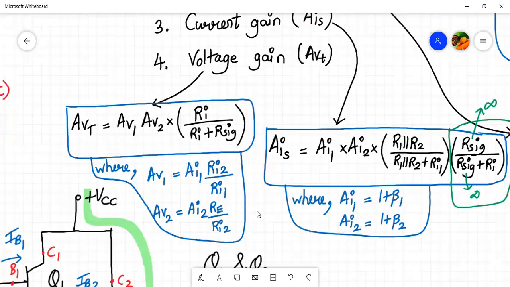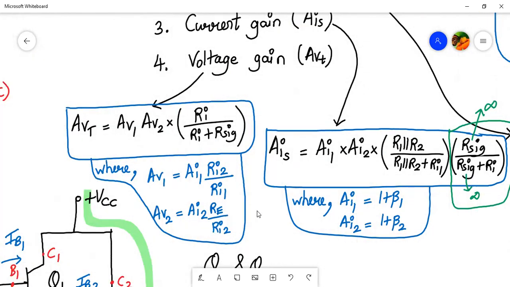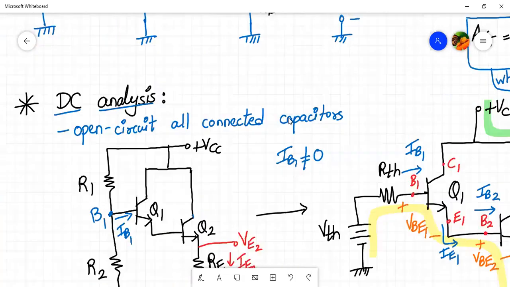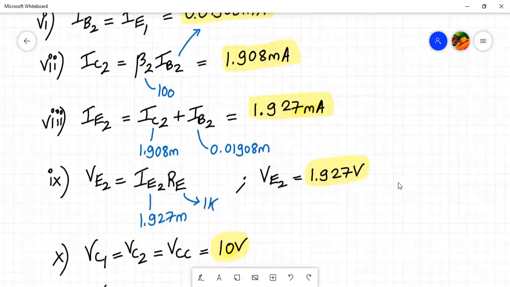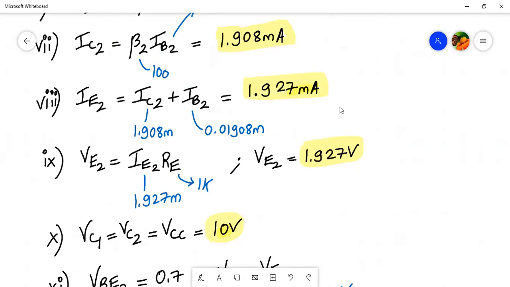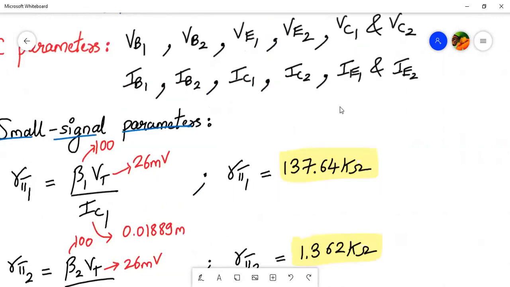And finally, we calculate the voltage gain. That will be AV1 into AV2. In this case, your R6 is 0, so RI upon RI will be 1 only, where AV1 will be AI1 into RI1 divided by, into RI2 divided by RI1. AV2 will be AI2 into RE divided by RI2. Now let's calculate everything now that we have discussed all the formulas. Let me go back over here. We didn't calculate the value of GM because it was not required at all.